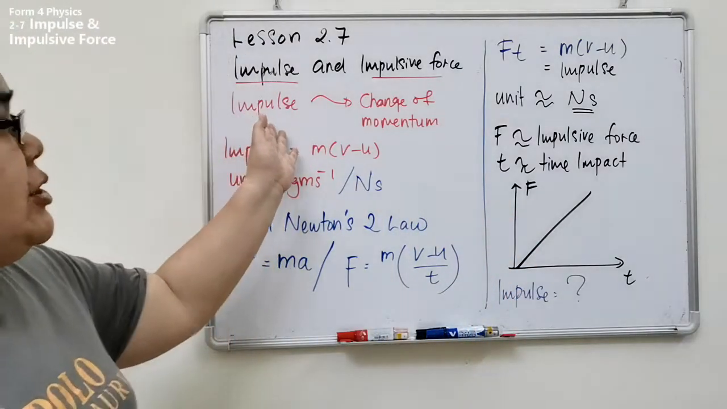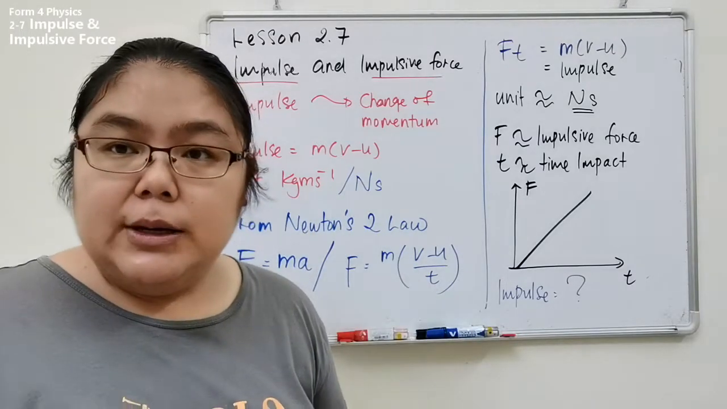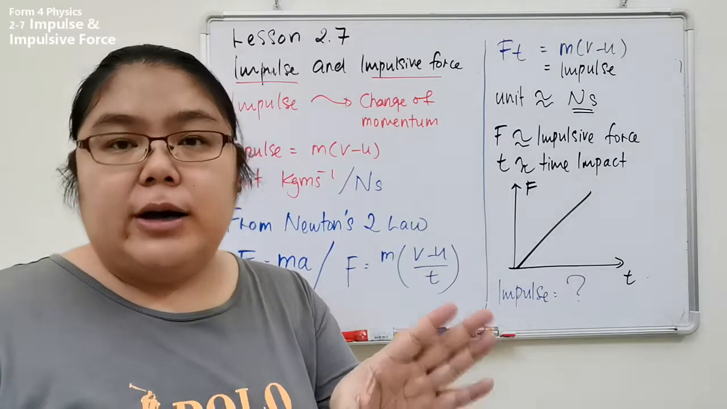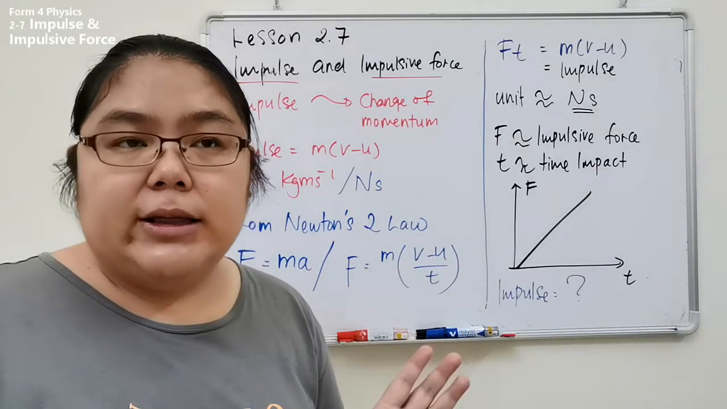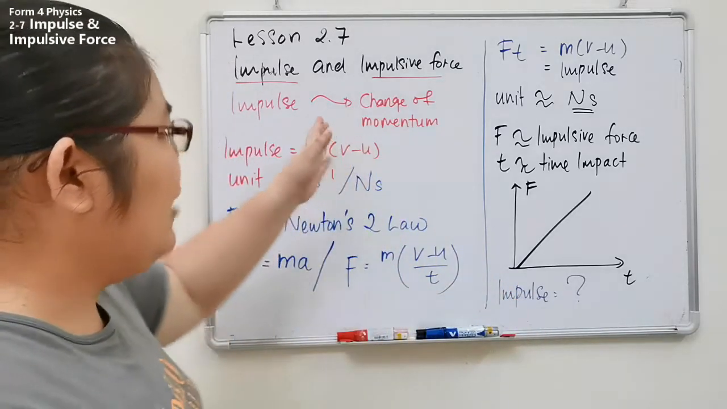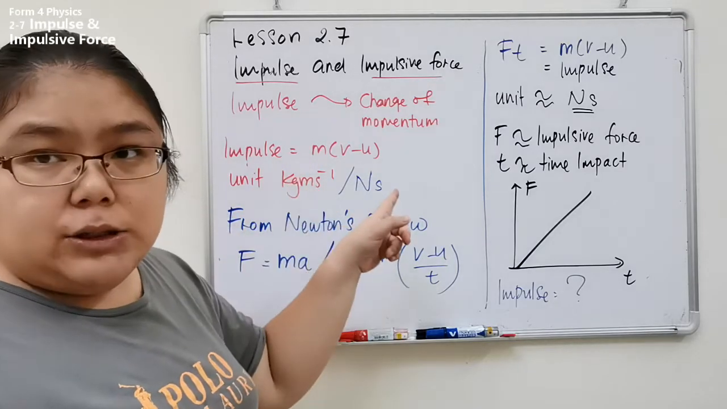The definition: impulse is actually a change of momentum. It's another meaning of momentum, and the unit is also the same. They just change it to become change of. That means impulse is related to the initial and final velocity. Now you see the formula: impulse equals m bracket v minus u.